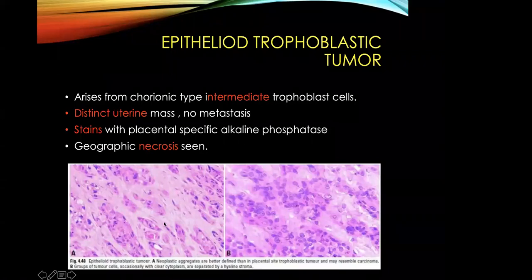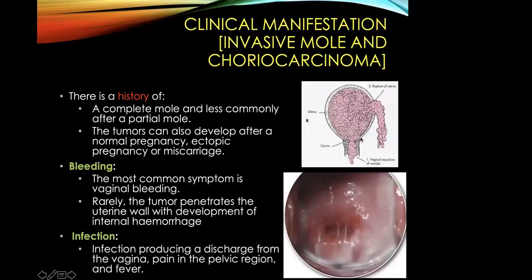Here we have this diagram, which you can see. A on the left hand side, there are neoplastic aggregates and they are better defined than in the placental site trophoblastic tumor and may resemble carcinoma. B on the right hand side, these are the group of tumor cells which are occasionally with clear cytoplasm. So indistinctly, there is no nucleus but clear cytoplasm, and they are separated by hyaline stroma. So this is what is called epithelioid trophoblastic tumor.